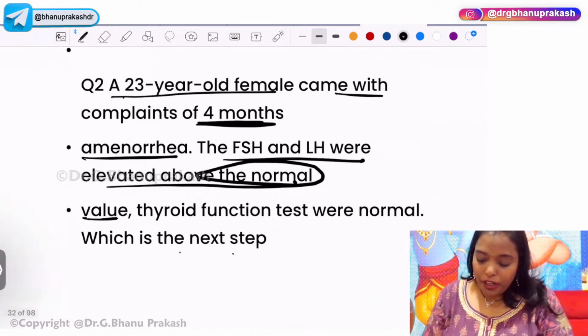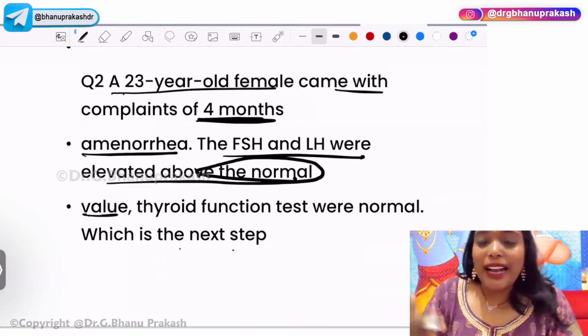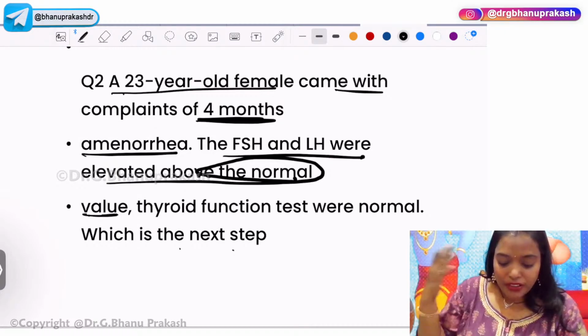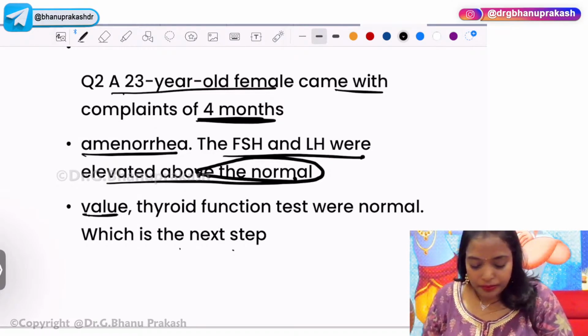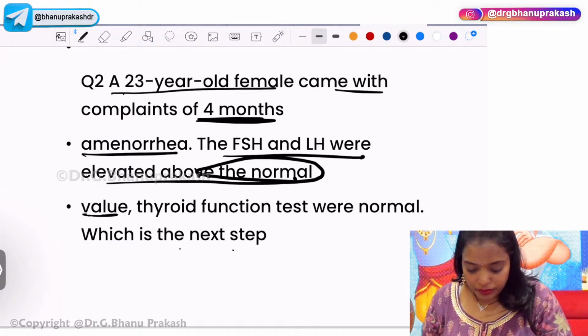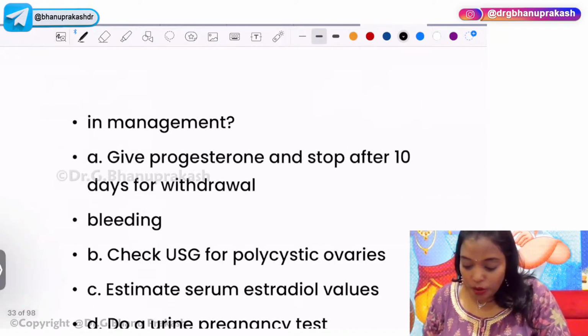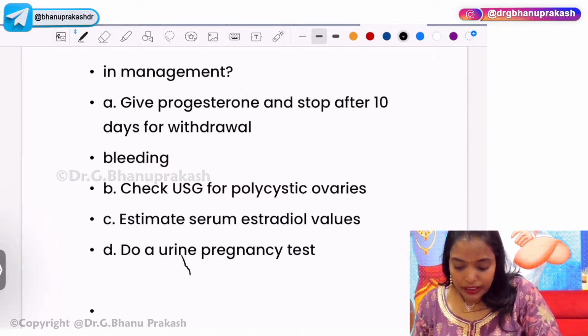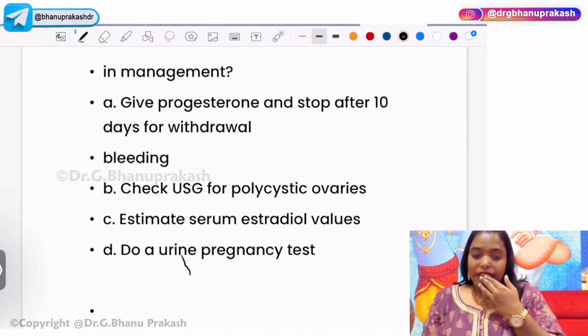First you tell me before I show you the options. Whenever somebody has FSH and LH above the normal value, what is your main differential diagnosis which will run in your brain? Excellent. It is the ovarian failure. So what should be the investigation to confirm the ovarian failure?